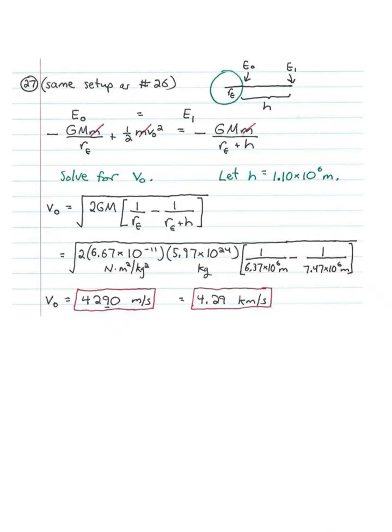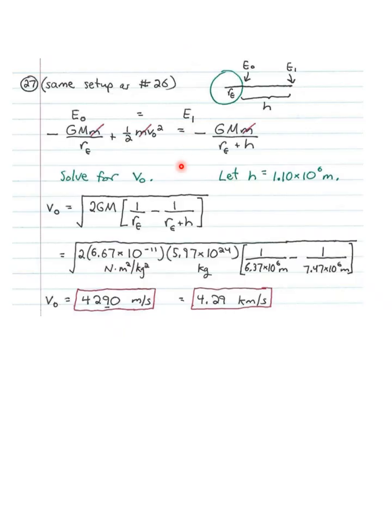Number 27 is just added practice, very much like 26. What vertical launch speed is necessary to get a rocket to an altitude of 1100 kilometers? All right, so same thing, we're just solving for a different variable. We are solving for v naught. And so as I wrote, same setup as number 26.